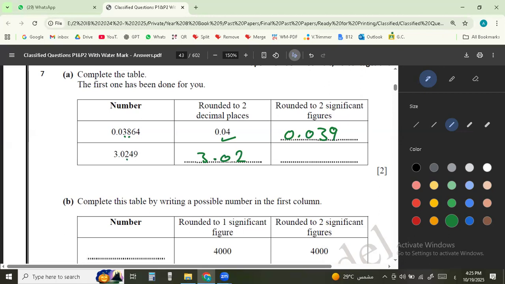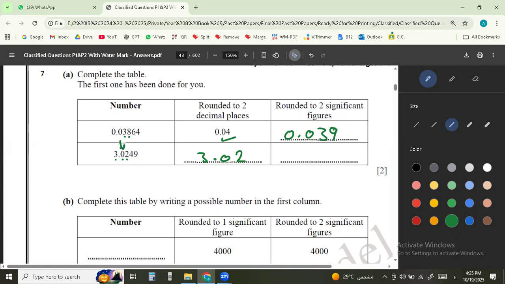2 significant figures. The first significant figure here is 3. The second significant figure, 0. Didn't you say that we start with the non-zero figure? Yes, that's for the first significant figure. But since I found here that the first significant figure is the 3, then whatever is after it is the second significant figure, and then the third significant figure, and so on, even if there are zeros, mister. The 0 is the second significant figure.